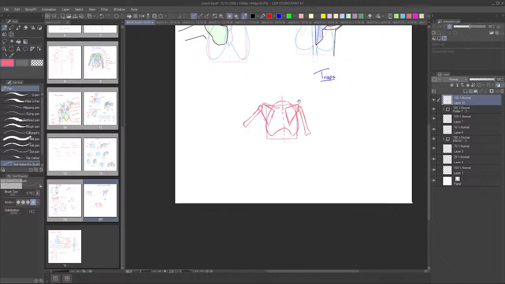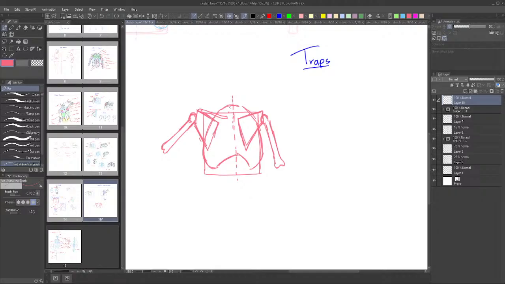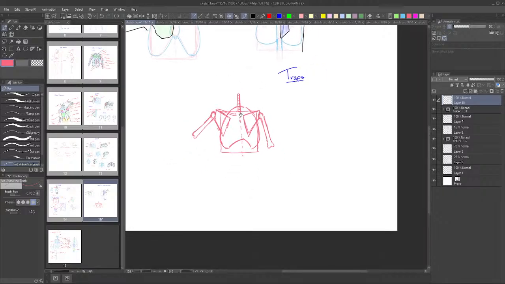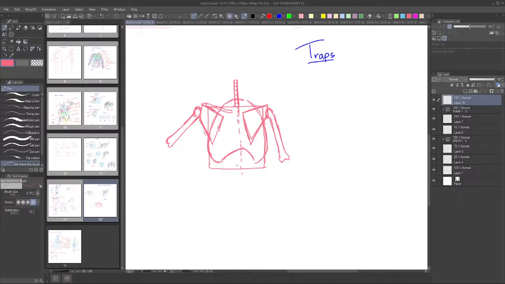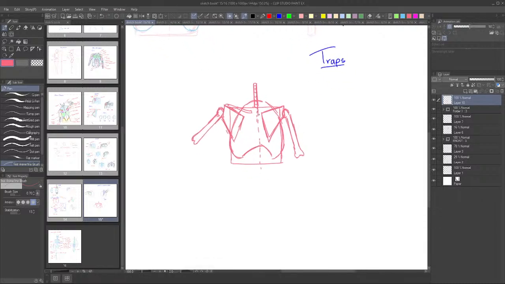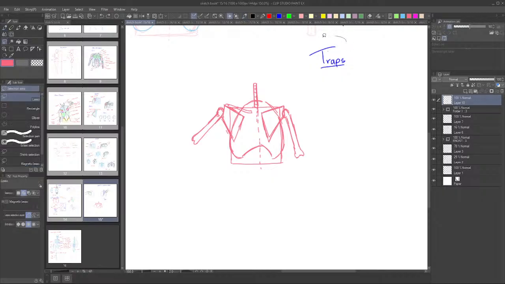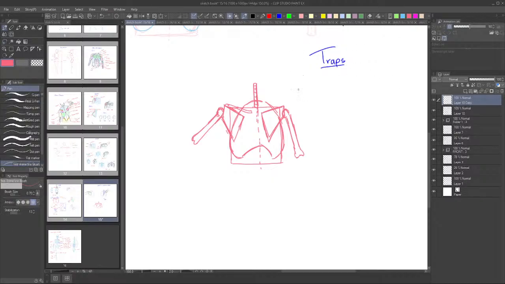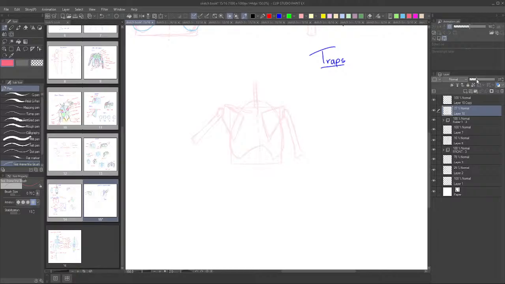Then you have the vertebrae here. 7 of them. 1, 2, 3, 4, 5, 6, 7. Those are the first vertebrae. You have 12 here and another 5 down here. Then let's lower our sketch.